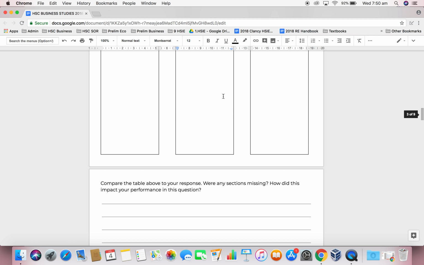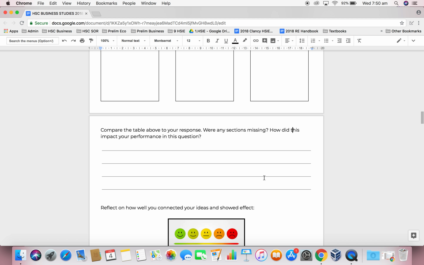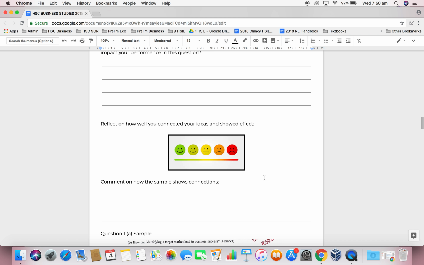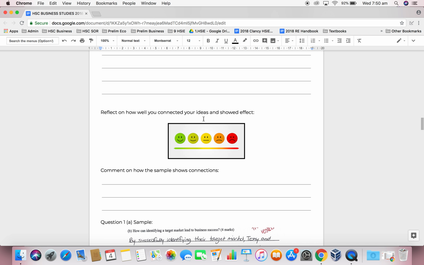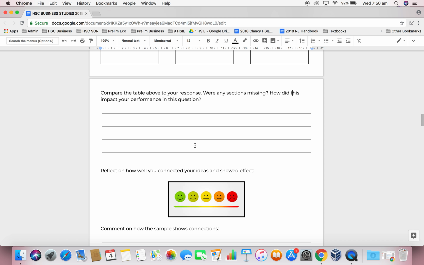What I want you to think about is how this table compares to your response. Was there a section missing, and do you think that this impacted your performance or the mark that you received? I also want you to reflect on how well you connected your ideas and showed effect or impact. So can you do that now? So you should have the table done, the questions done, and then having a look at this scale.